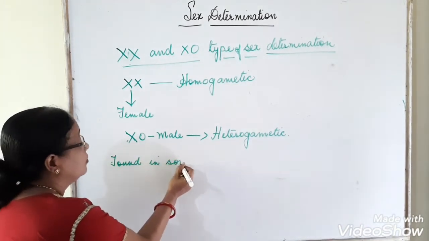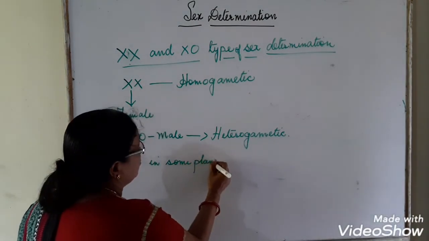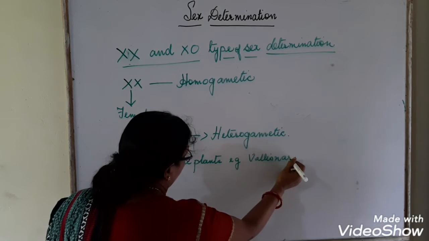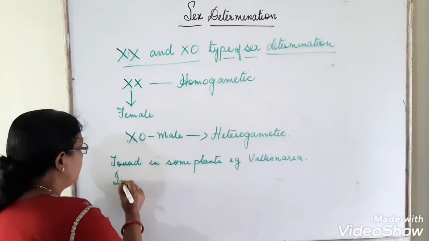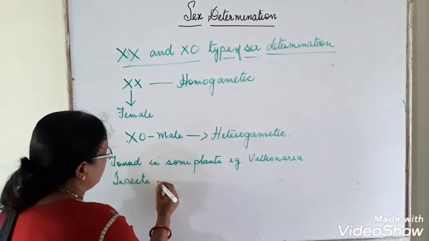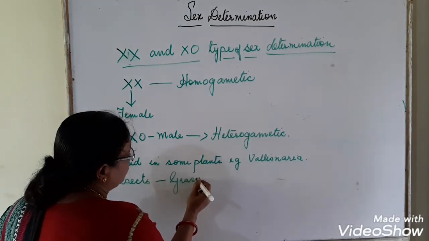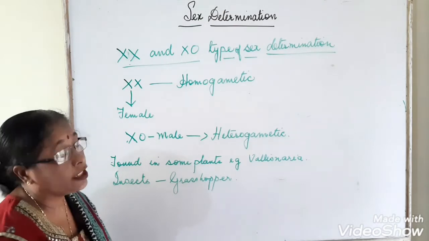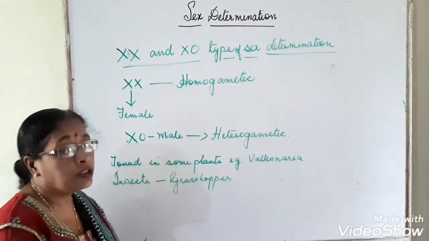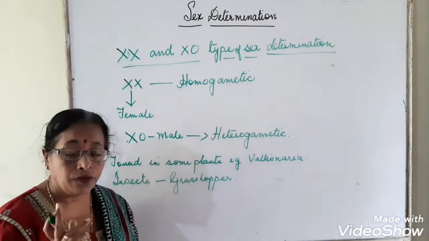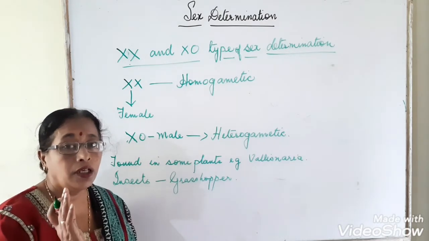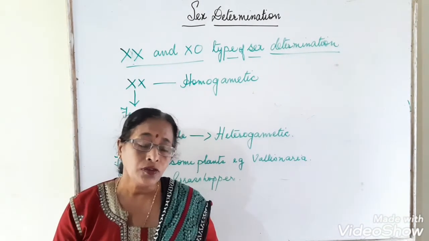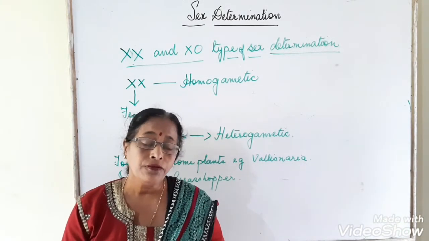Now this type of sex determination is found in some plants like Vallisneria, insects like cockroaches, and grasshopper. So grasshopper represents XX and XO type of sex determination. That is, the females are homogametic, producing only one type of gamete with X chromosome, and the sperms of the males, some have got X chromosome and some are without X chromosome. The sex of the progeny depends on the type of the sperm that fertilizes the ovum.